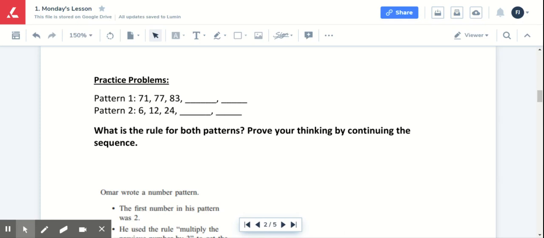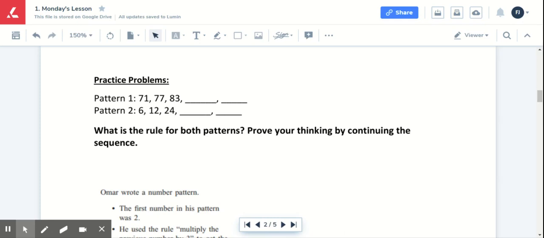Welcome back. So you should have completed all of your practice problems so that now we can go over it together. So pattern number 1. Are our numbers increasing or decreasing? That's right, they're increasing. So we know that it's going to be an addition or multiplication rule. In order to get from 71 to 77, what must you do? That's right, we must add 6.